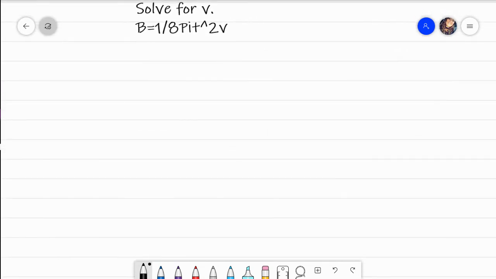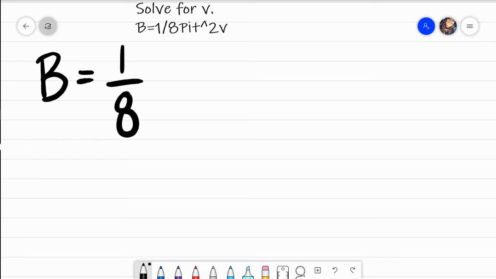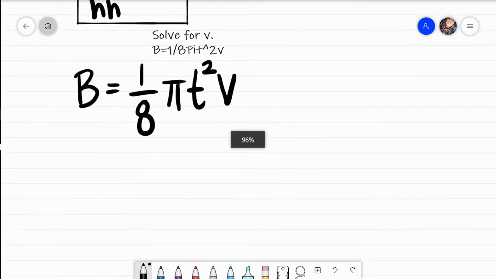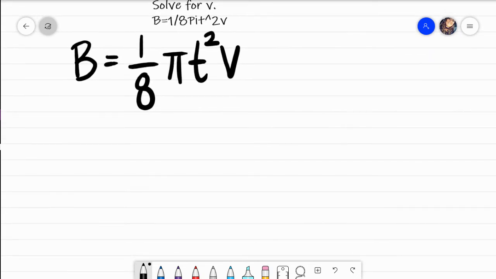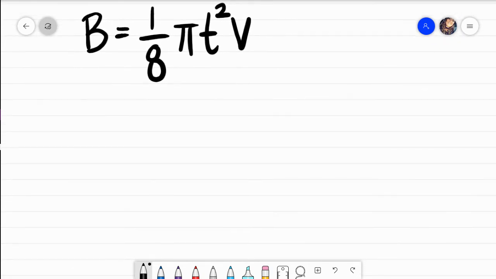Okay, so this one says solve for V. I tried to just kind of write things in here. I'm going to rewrite it so you see it. This is B equals 1 over 8 pi t squared V. So this is saying B equals 1/8 pi t squared V. Solve for V. Okay, well, what's going on around my V? Well, it looks like it's being multiplied by a pi and a t squared. So I definitely want to divide by that.